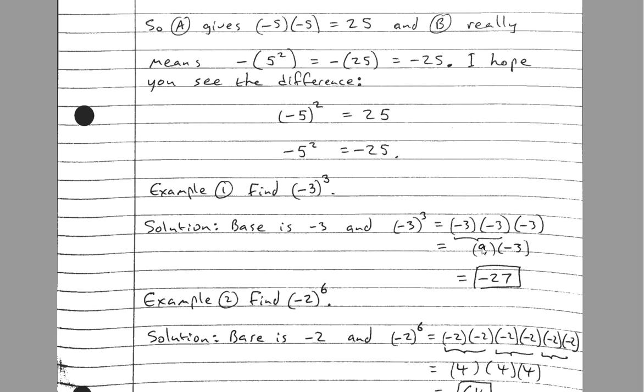If you do the first two, you get positive 9. They have the same sign. And then 9 times -3. Now it's two numbers with different signs, so we get -27. Okay, everybody follow that? So the base here was -3, so that's what we're multiplying together, 3 of those, and then just going from left to right, we get -27.